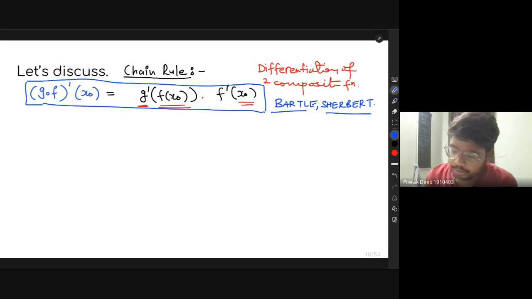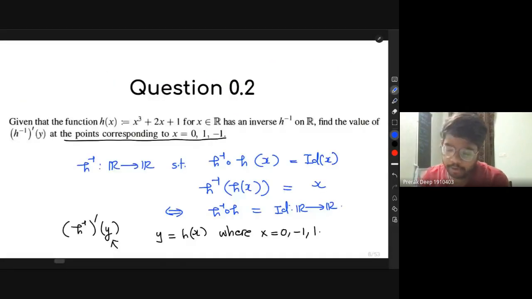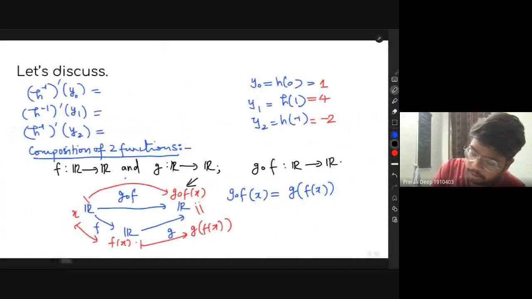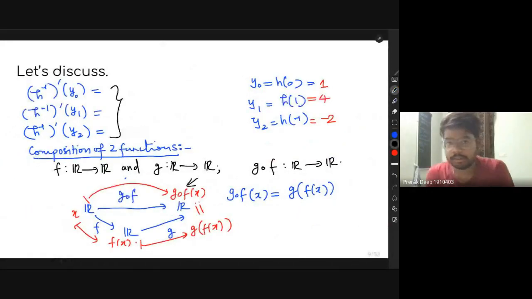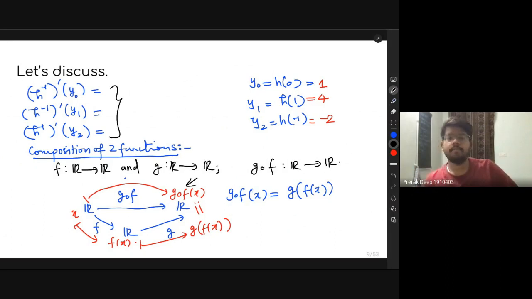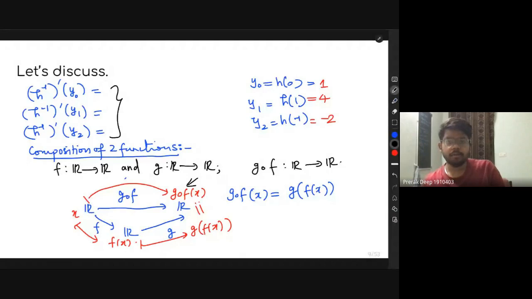Now what do we need to find out? We need to find out these three values. But you may say, sir, I know what yi is. If I can calculate what h inverse is, I can directly find out its derivative, and then I can evaluate that derivative at yi. So I will say it is fine. You can do that.